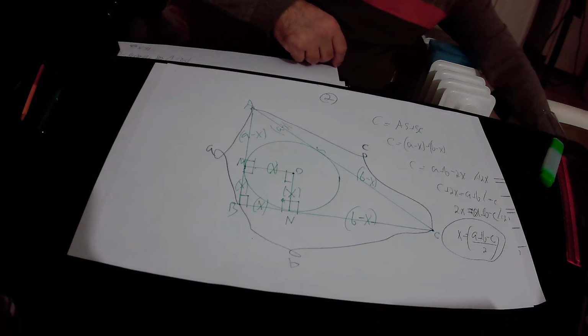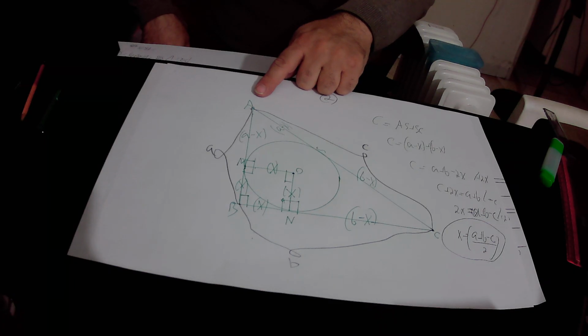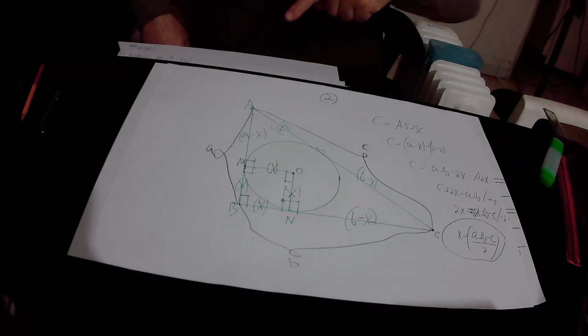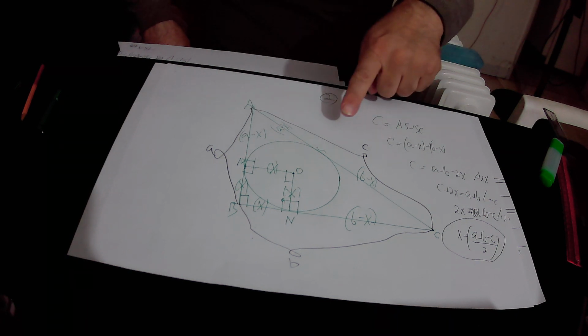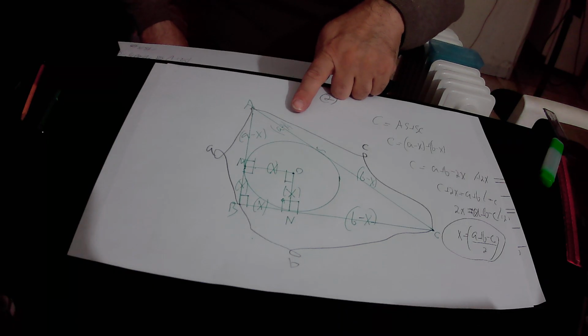Why? Because in our drawing, from the common external point A, we have two tangents to this circle, tangent AM and tangent AS. And according to rule number 2, they are equal to each other. That is to say, AM equals AS. But AM is A minus x, therefore AS must also equal A minus x.